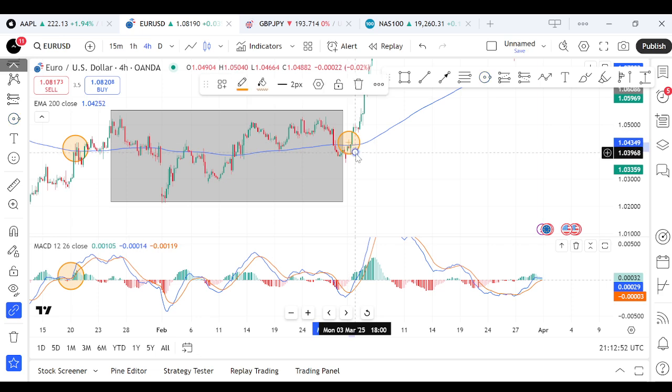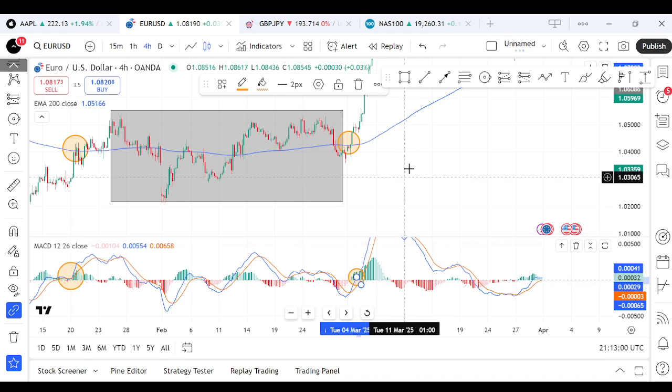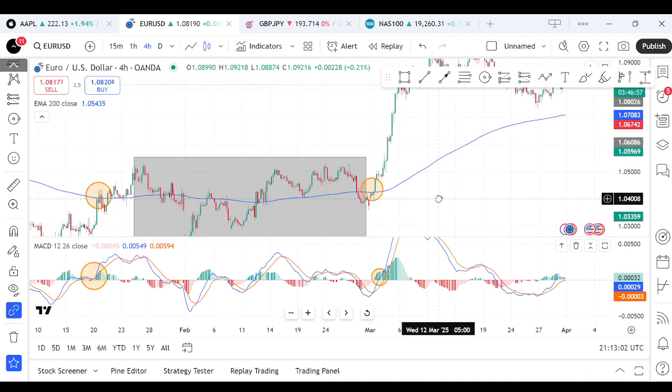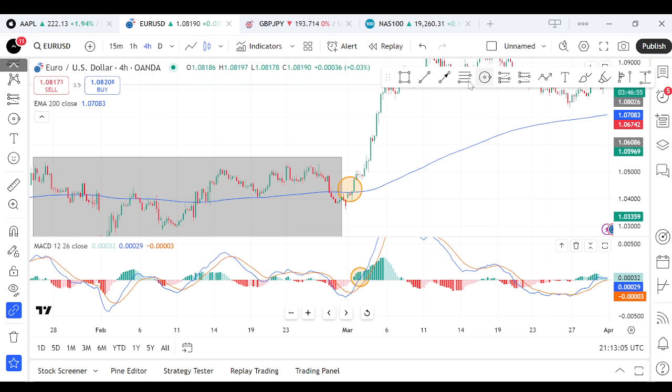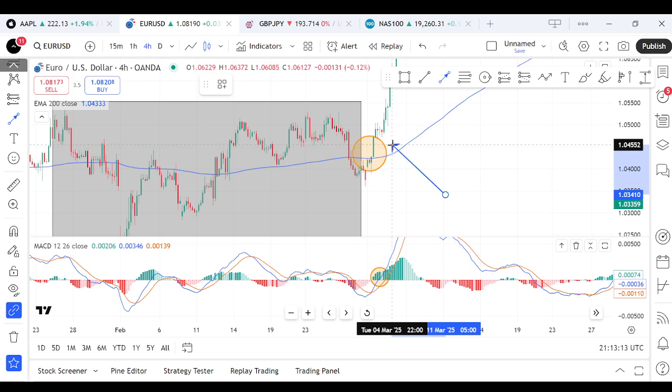We have price moving above the 200-day EMA here. We also have the MACD line crossing above the zero line here, showing that we are now bullish. What's the next step? The next step is to wait for pullbacks. Now, after this, we have this minor pullback happening right here.